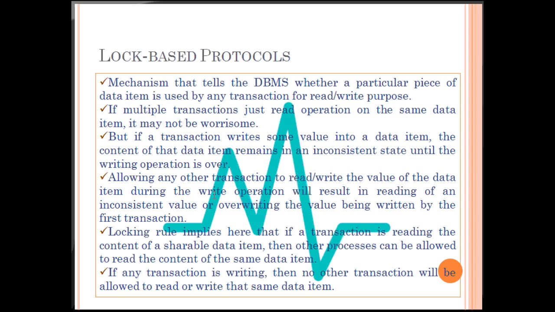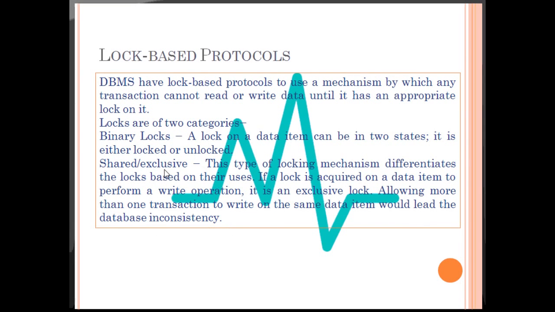So the simple rule for locking can be derived here. If the transaction is reading the content of shareable data, there is no problem, any number of processes can read. But if any transaction is writing into the shareable data, then there is a need of locking the data item until it has been executed by that particular transaction. DBMS have lock-based protocols that use a mechanism by which no transaction can read or write data until it has an appropriate lock on it.